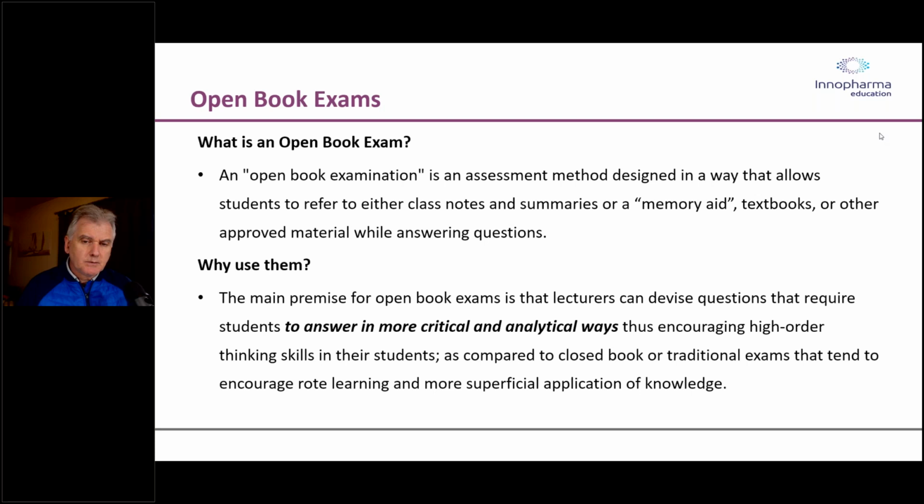Some people will actually, under normal circumstances, have open book exams. So it's not necessarily unusual. Obviously, in this case, we're using open book exams because of the current situation. But the purpose of an open book exam is really that as a lecturer, you can devise questions that require students to answer in a more critical and more analytical way. And it can, to an extent, encourage somebody to look more at the application of something as opposed to just the traditional remembering something. That's really what you're trying to move away from.